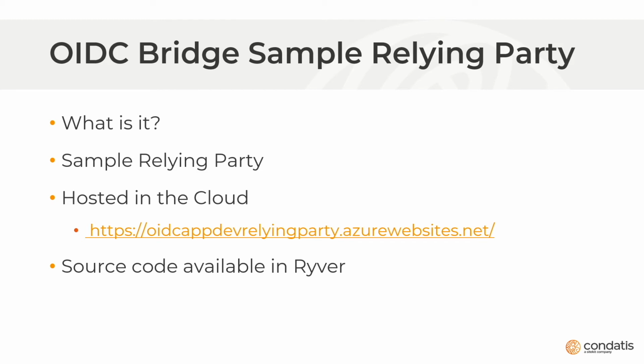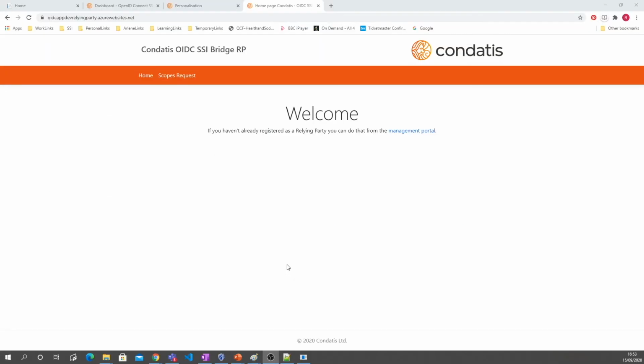The source code for the relying party application is also being distributed through River if you don't want to use our interface and you would like to take this one step further and actually implement your own interface to it. When you first navigate to the relying party, you'll be greeted with the welcome message with a quick prompt making sure that you have registered your relying party and providing a link that you can go and follow if you haven't already created your relying party.